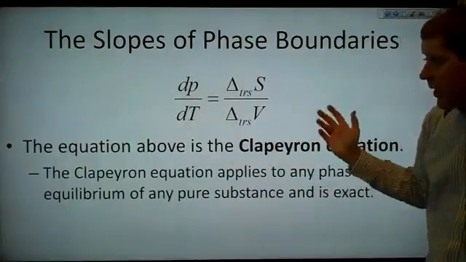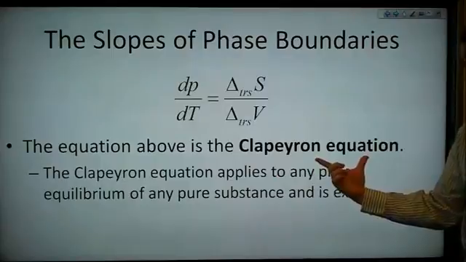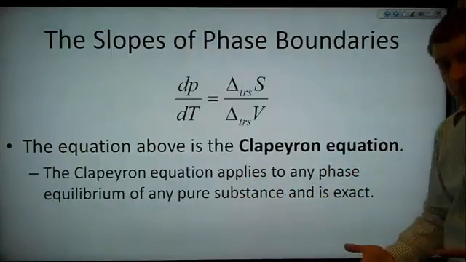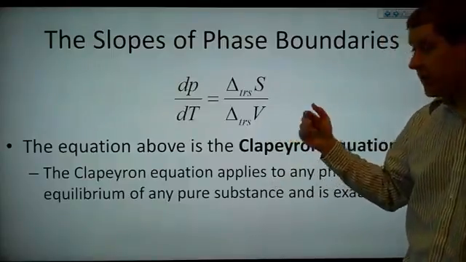And so this equation is called the Clapeyron equation. The Clapeyron equation applies to any phase equilibrium of any pure substance, and this is exact, it's not an approximation.